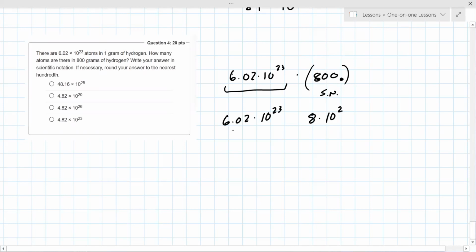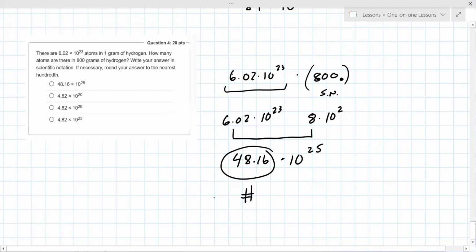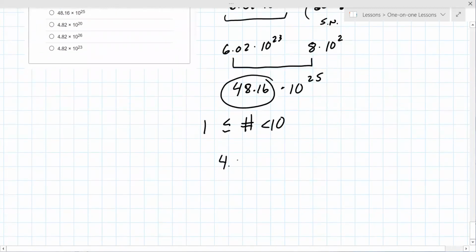So just like we did in the previous problem, we're going to multiply 6.02 times 8, and that's 48.16. Then we're going to multiply 10 to the 23rd times 10 squared. What is that? That's going to be 10 to the 25 power. Good. Is 48.16 a number between 1 and 10? No. So we need to move the decimal. So it becomes 4.816. We move the decimal left, times 10 to what power? 10 to what power gets us back to 48.16?